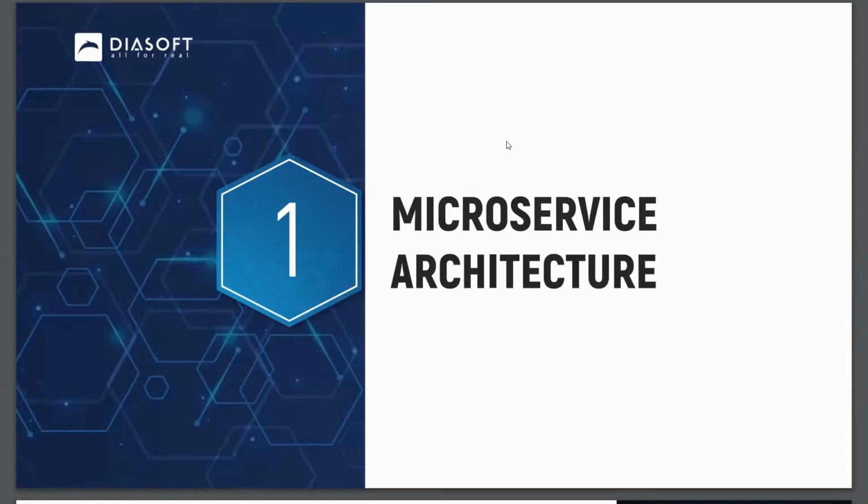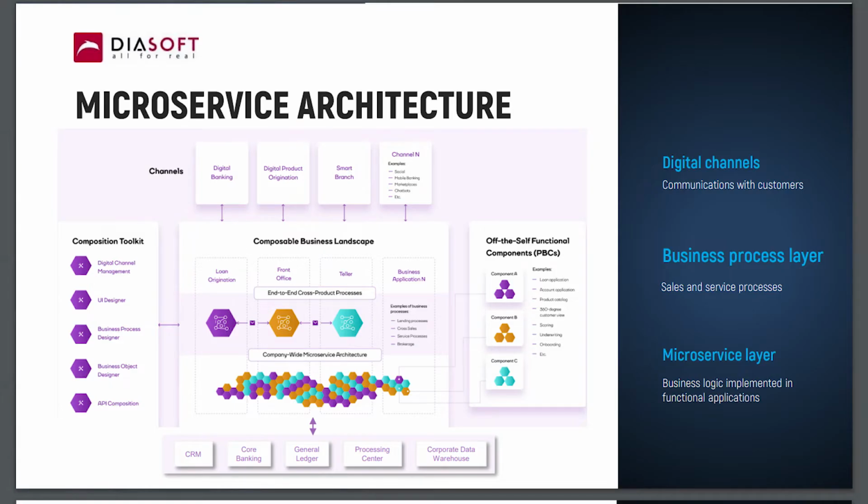microservice architecture, and all of its components are represented by microservices of different types. In the center of this diagram, you can see the composable business logic layer. It consists of end-to-end cross-product business processes. These are microservices that ensure execution of the business logic in business processes. The other part is the layer of functional microservices that support such functions as a product factory or product catalog, the reference list of clients, the decision management system, and other functional microservices.